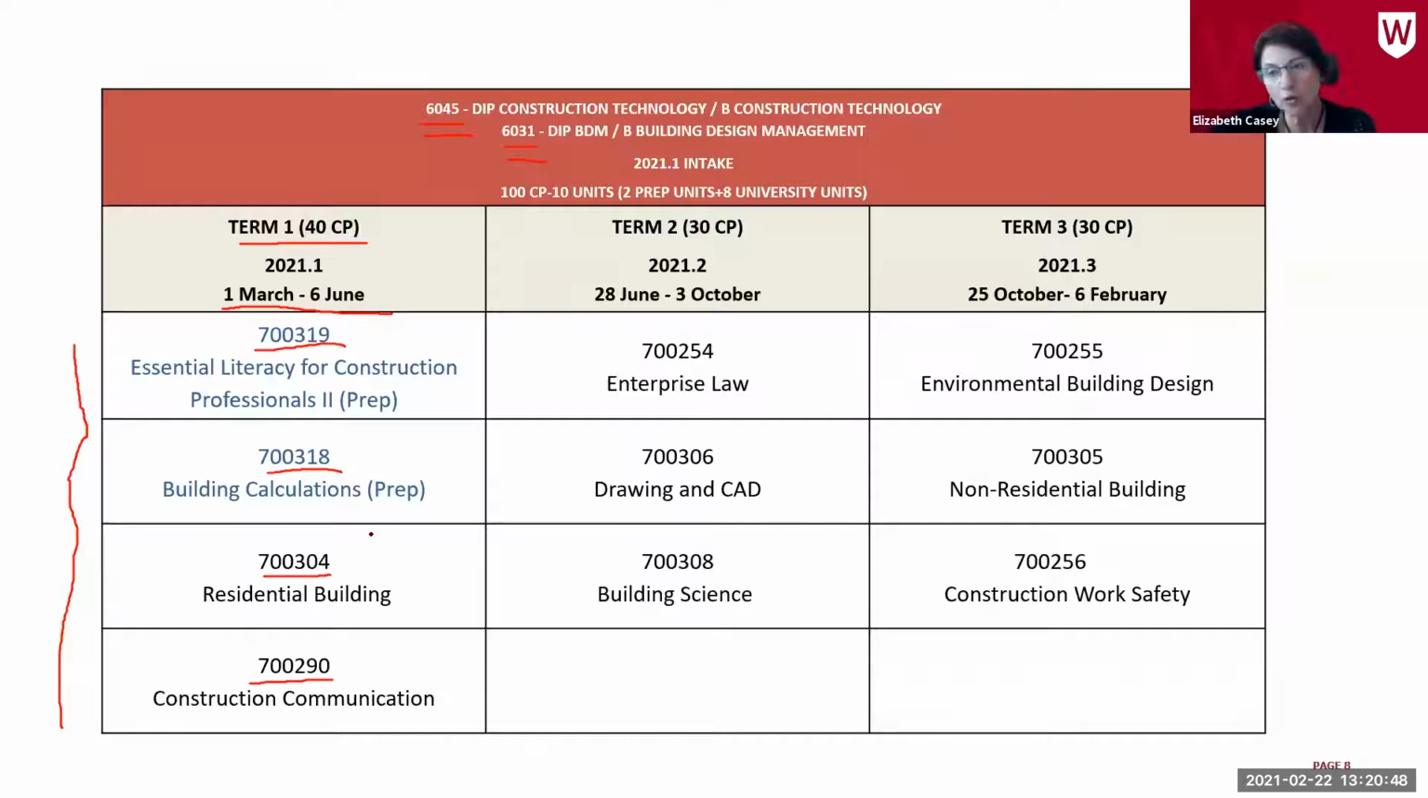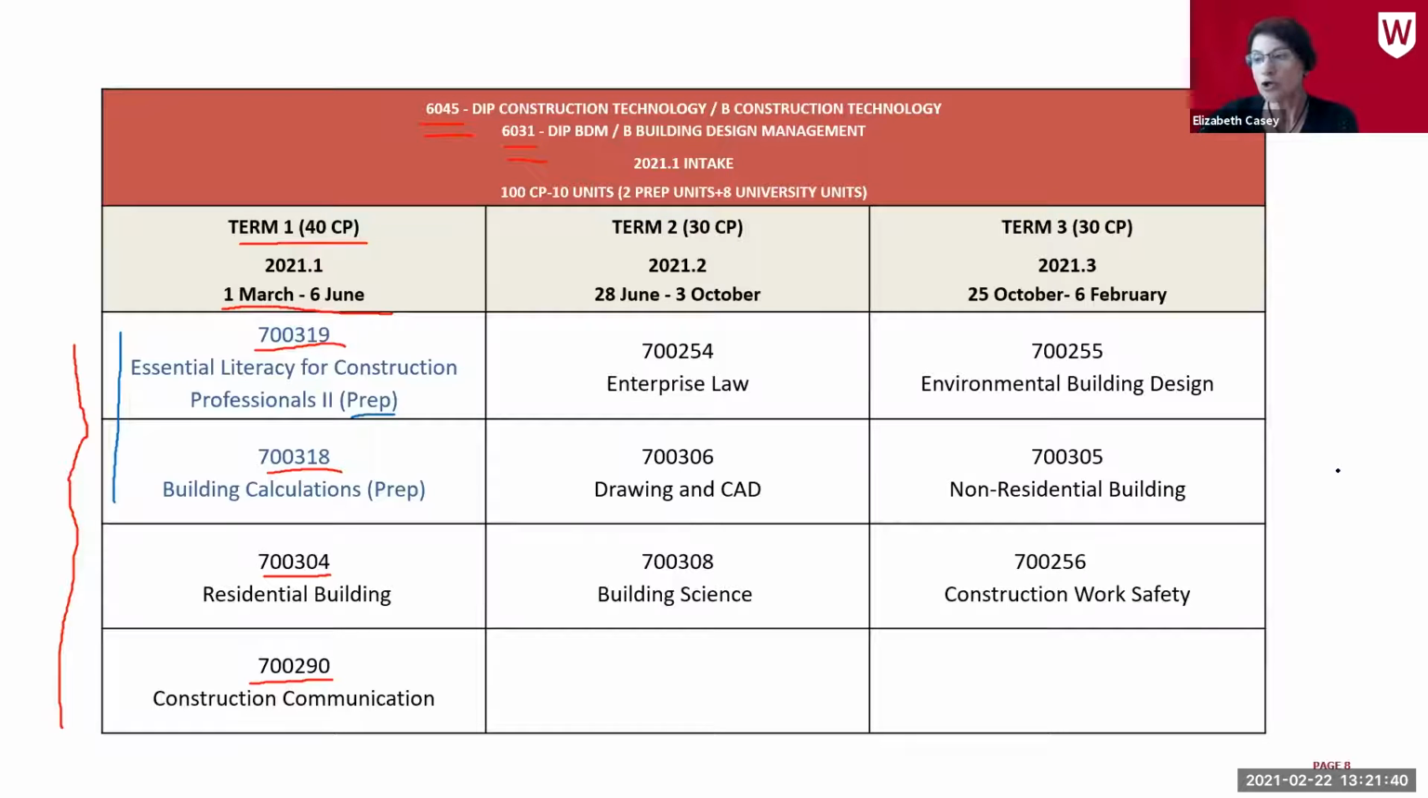Okay. The other thing I want to draw your attention to is that the units in blue, so I'm just going to change my color here. Yep, the units in blue here, they are actually what we call prep units. Okay, so that means that they're units that you're doing with the college, that if you had gone straight to uni, you wouldn't be doing those 2. One is an English unit that's written specifically for construction students. Okay, so it's building your communication skills that you need as someone in the construction industry and you need as a construction student or a building design student. And the other one, building calculations, is the sort of maths that you need in order to succeed in construction.